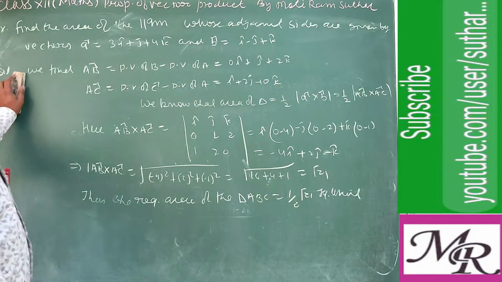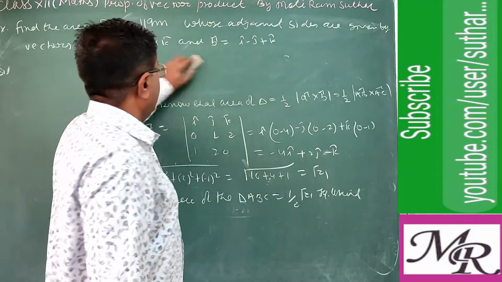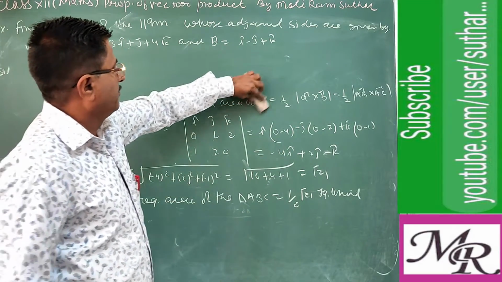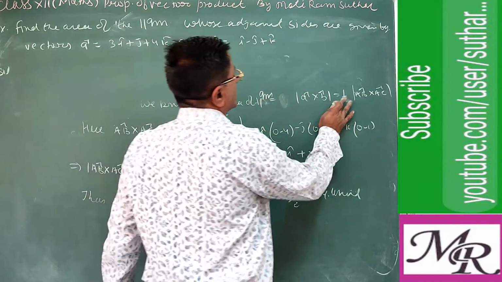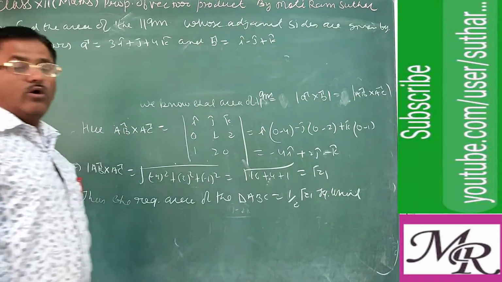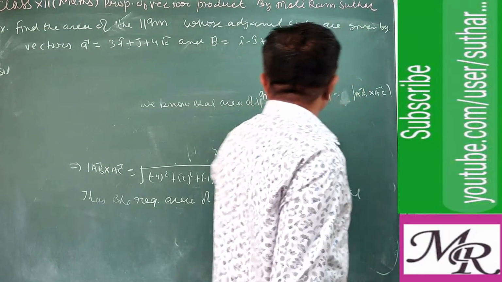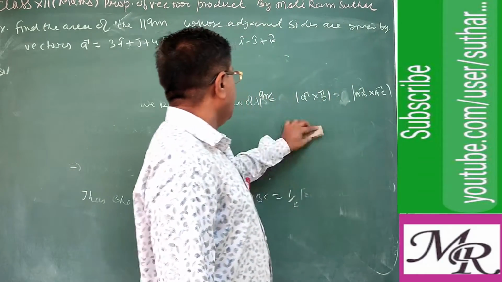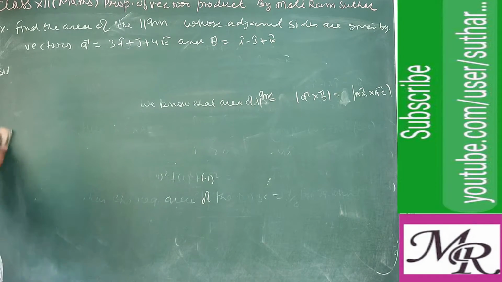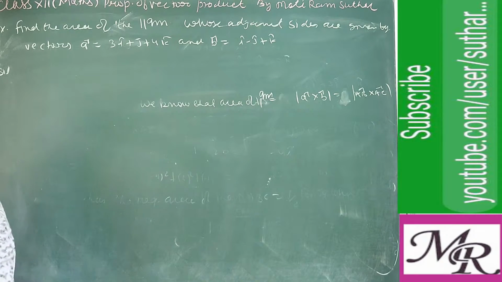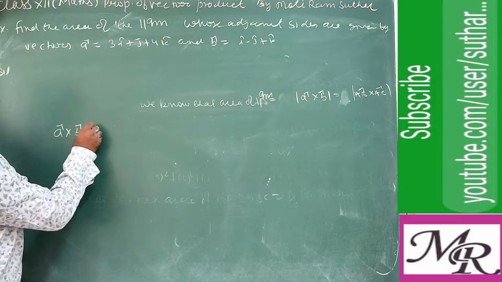So you can write down, we know that the area of a parallelogram is given by this formula: modulus of vector A cross B. Area of a parallelogram is given by the modulus of the cross product of the vectors along the adjacent sides. Clear? So we find A cross B first.